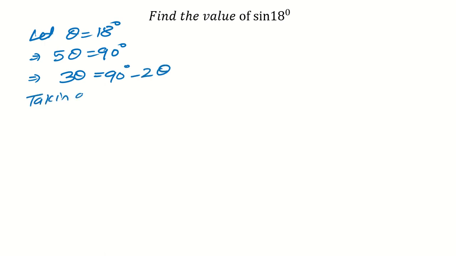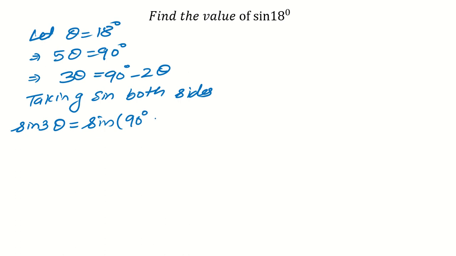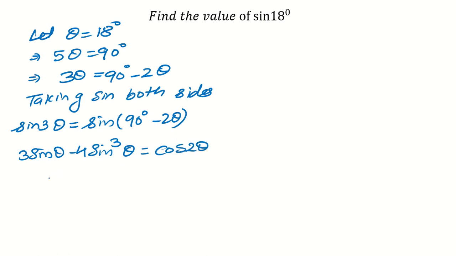Now you can say, taking sine on both sides. You will not write "multiplying sine on both sides", because sine is a function, it is not a real number. So sine 3 theta is equal to sine of 90 minus 2 theta. The sine 3 theta identity gives 3 sine theta minus 4 sine cube theta is equal to sine of 90 minus 2 theta, which means cos 2 theta. Now this is 3 sine theta minus 4 sine cube theta is equal to 1 minus 2 sine square theta.